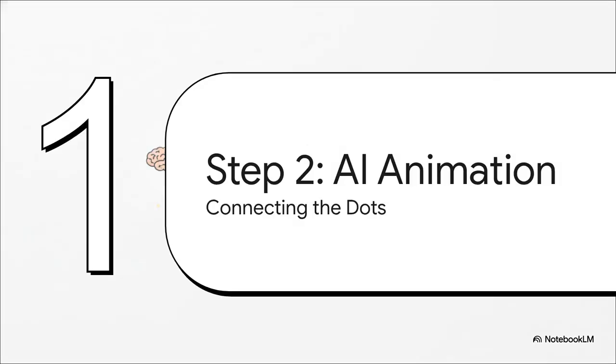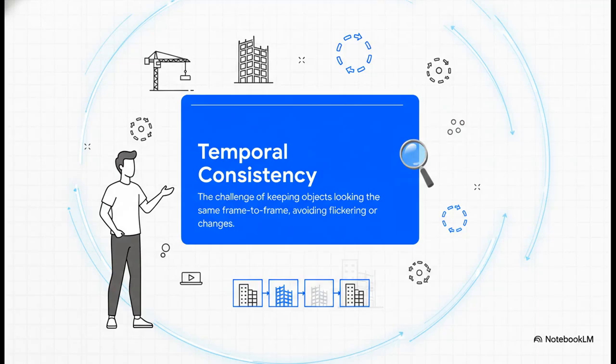Okay, this is where the magic happens. We've got our start and end frames ready to go, so let's move on to step 2, the AI animation. It's time to let the AI connect those dots and really bring our project to life. Now, before we jump in, there's a key concept you gotta understand. It's called temporal consistency. Basically, it's the biggest challenge in AI video, making sure stuff doesn't flicker or randomly morph from one frame to the next. The method we're using, with a start and an end frame, is one of the best ways to solve this and get a smooth, believable video.